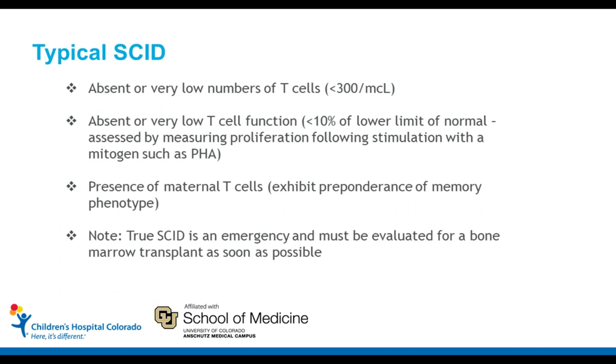So a typical SCID has absent or very low numbers of T cells. Now here we're presenting them as absolute counts, so less than 300 cells per microliter. The other lab findings are an absent or very low T cell function. T cell function is commonly measured by taking peripheral blood cells and stimulating them with phytohemagglutinin, which is a mitogen and induces proliferation of T cells. So T cell responses in true SCID is very low, less than 10% of the normal control or normal range.